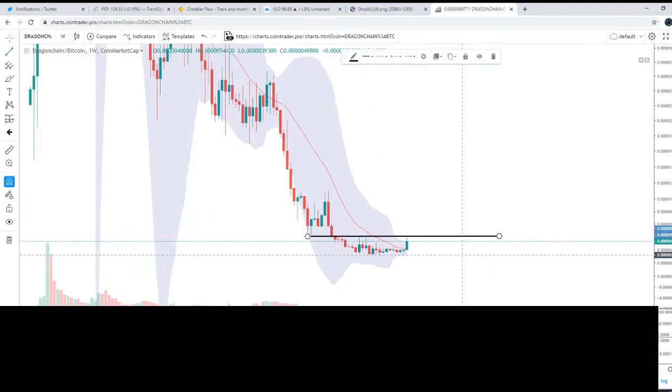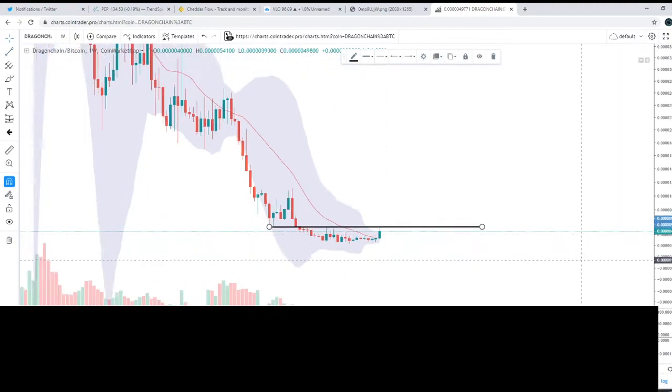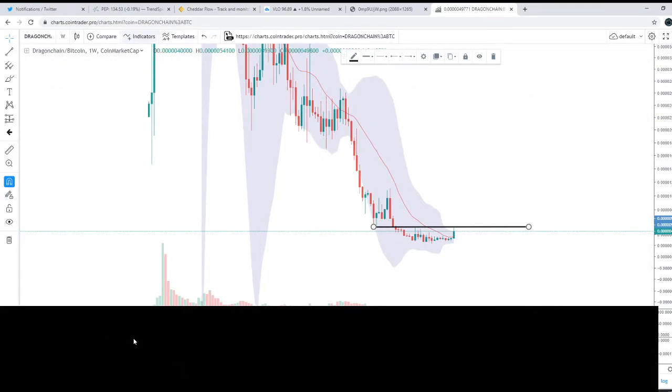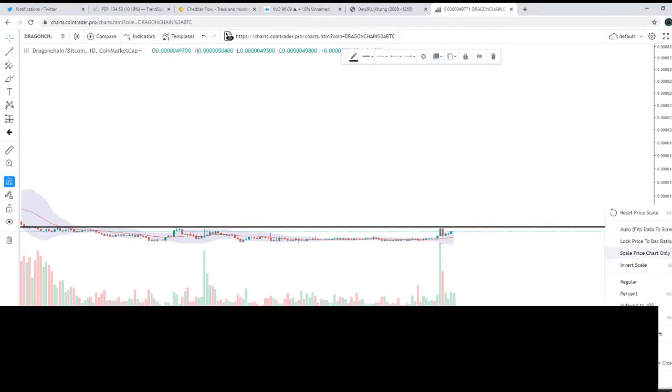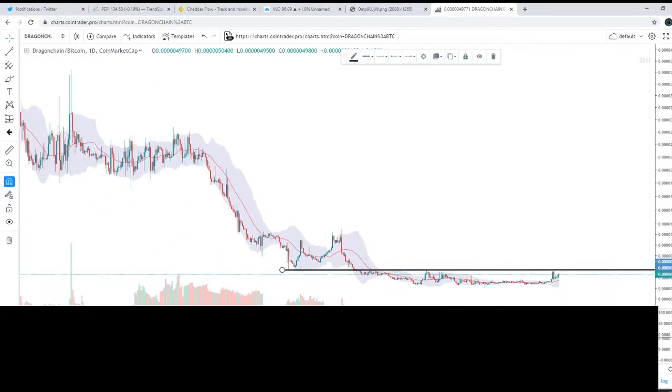So it's getting over the 20 SMA. So this could be a start for Dragon. It just depends on the retrace point now. Can I see the weekly maybe? Is it worth logging into Bittrex?